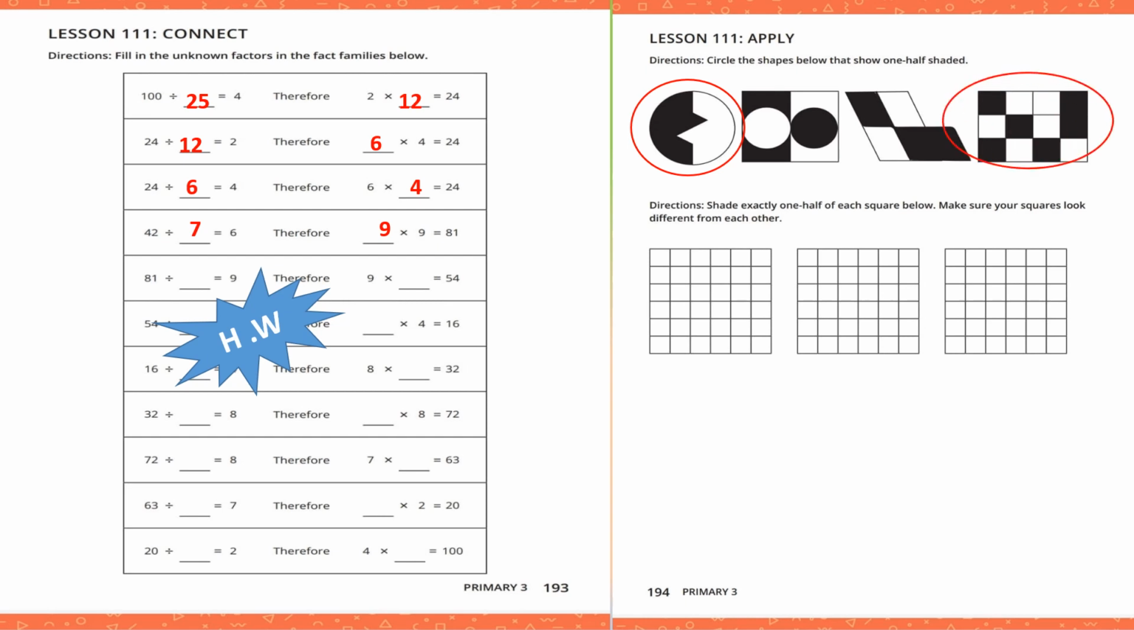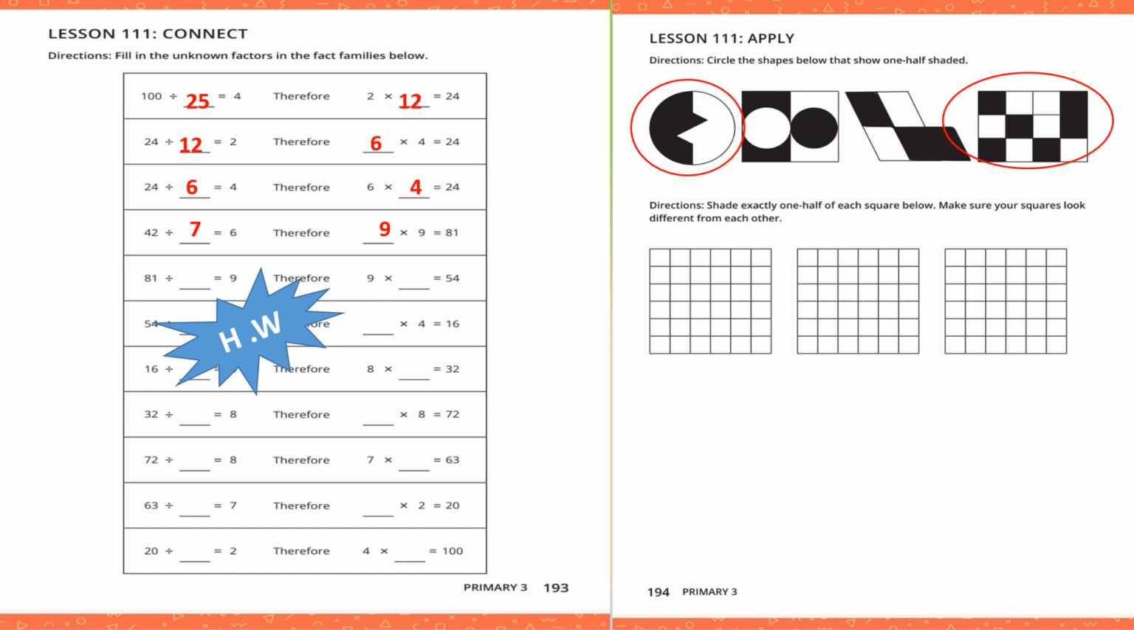Next, the third shape? No. The last one? Yes. I will count how many black small squares and how many whites. If they are the same, it will be half of the shape. Let's count here. 1, 2, 3, 4, 5, 6. 6 black, and 1, 2, 3, 4, 5, 6 white. So this is 1/2 shaded. So I will make a circle.